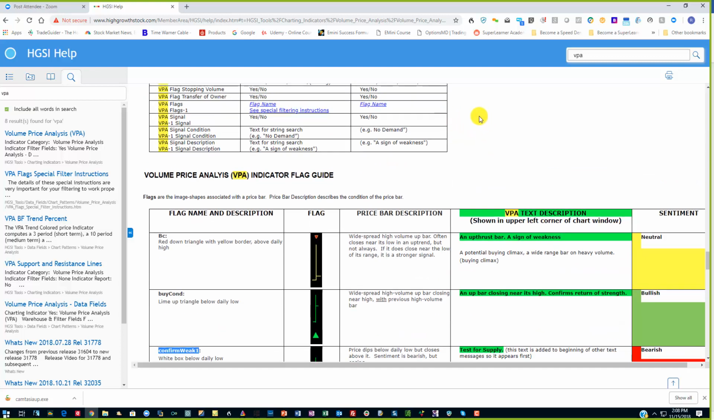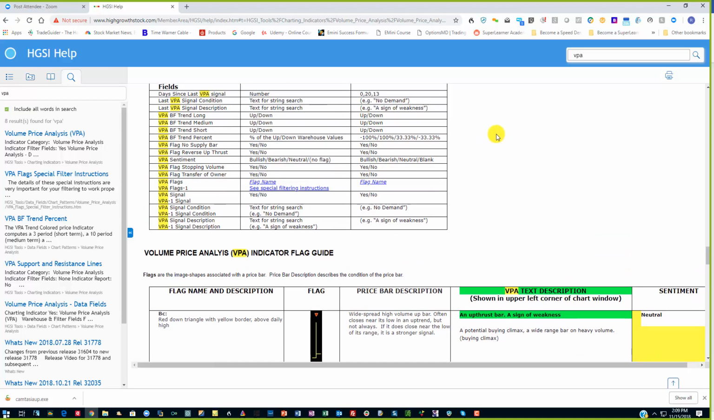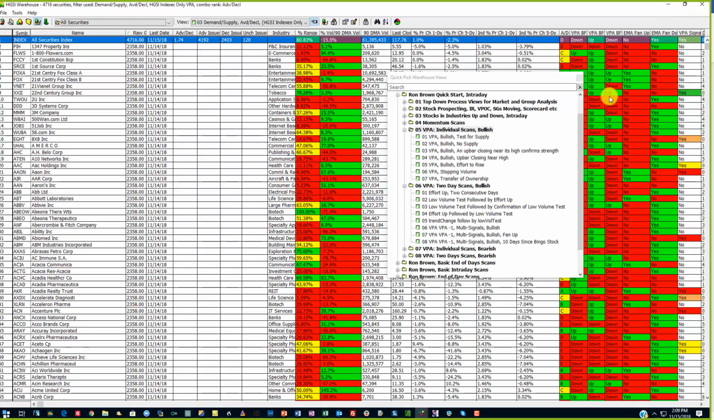Now, I have in the past sent out a link to a PDF of this file on VPA. If I remember it tonight, when I send the link to the video out, I will include a link to that PDF so you don't have to go into the help file. So it's just nice to have as a reference. And we're going to be looking at some of these flags right now.